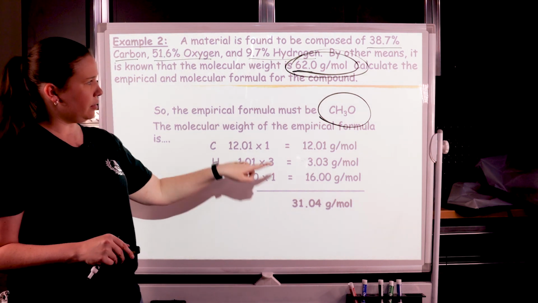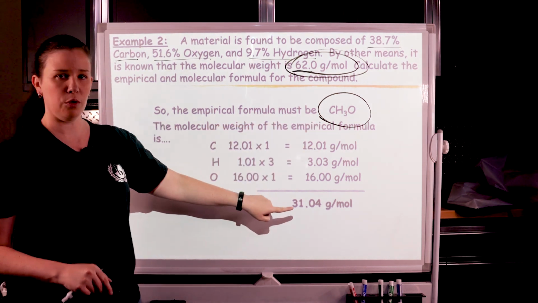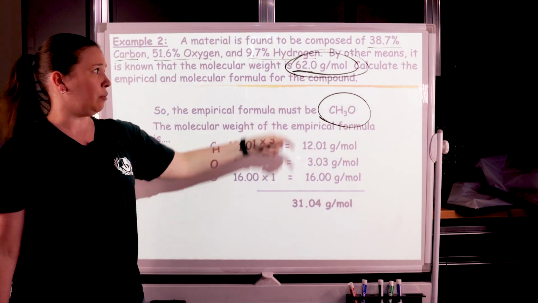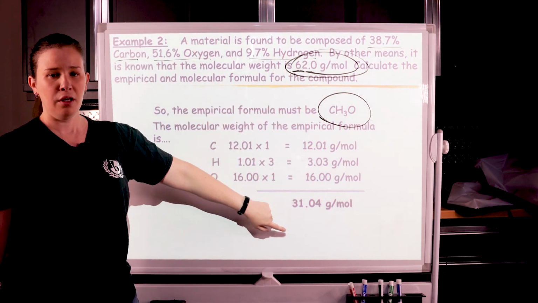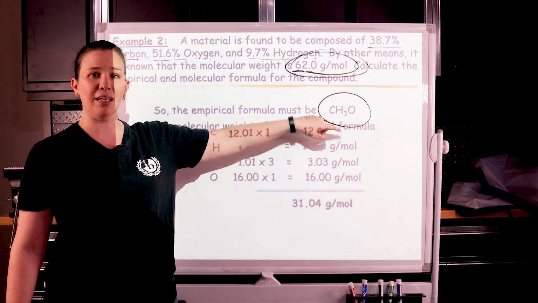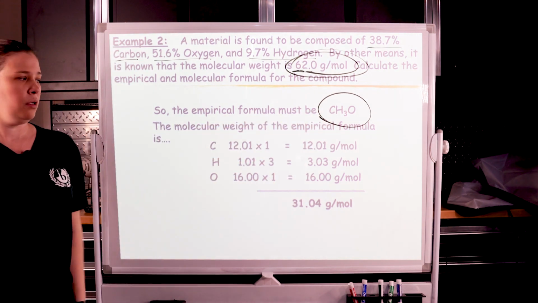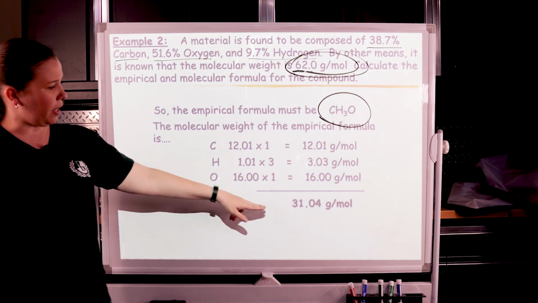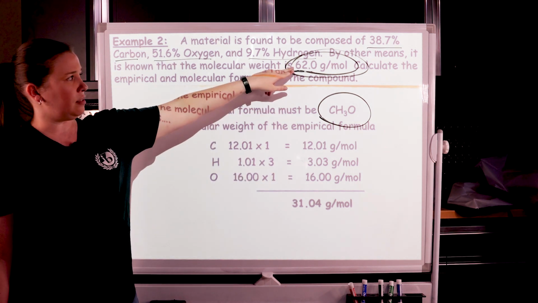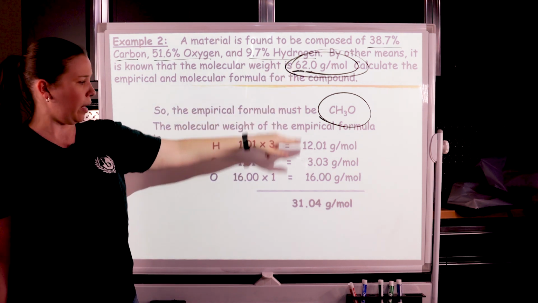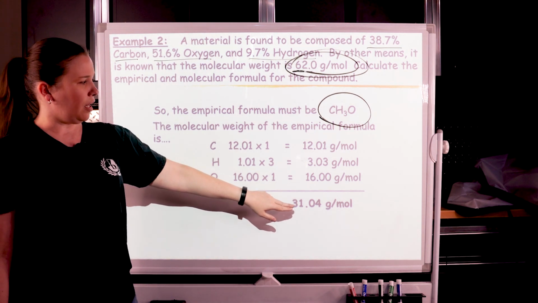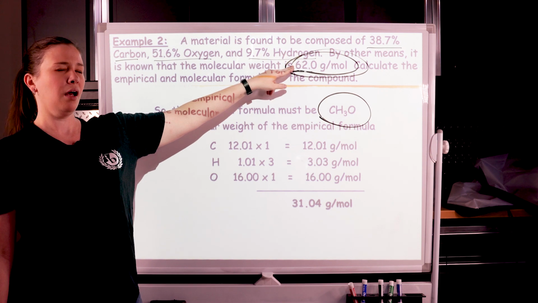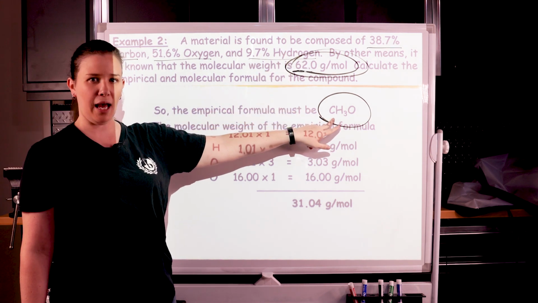So is this empirical formula with the molar mass of 31 the same as 62? No, these things don't match. If they did match, then your empirical formula is the molecule also. But they don't match. As a matter of fact, it seems that the molar mass of the real molecule is pretty much twice the molar mass of the base unit. So if I have twice the molar mass, I must have twice as many atoms.